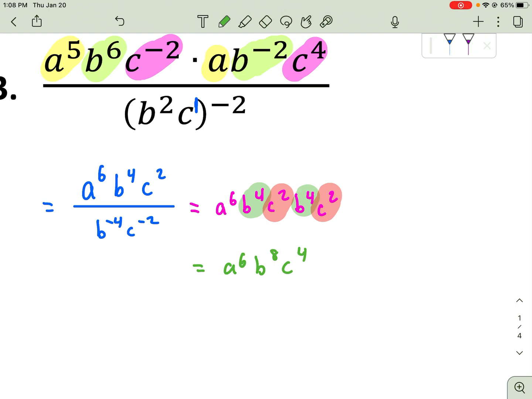Okay, so remember, a negative exponent just kind of switches the location. If it was in the bottom already, you move it to the top, and if it was in the top already, you move it to the bottom, and then make your exponent positive.